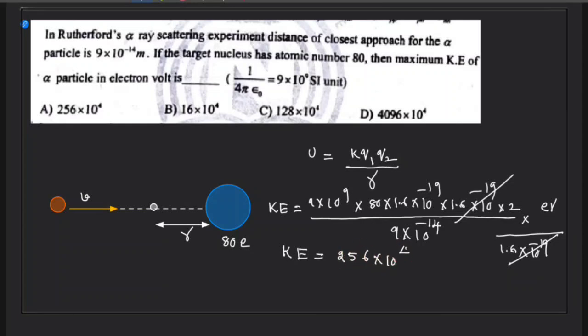Don't leave them. What you need to remember here is this relation: 1 electron volt is equal to 1.6 into 10 power minus 19 joules. If you do not have it, you cannot do this problem.